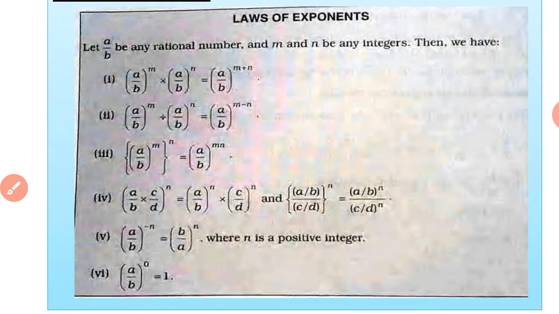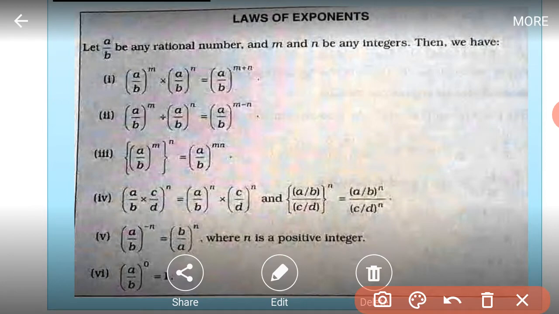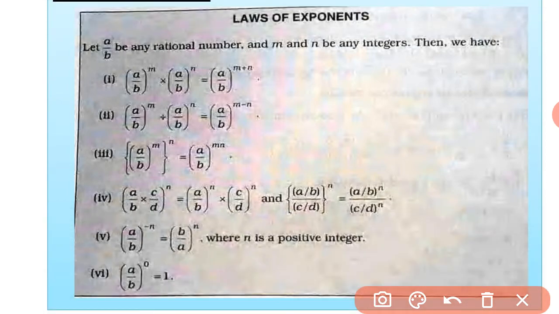Now similarly, see its fifth part. Here we have (a/b)^(−n). In this case we take the reciprocal, so a/b will become b/a and the power will be n, where n is a positive integer. So when the power is negative, we can take the reciprocal of the number, then the power will become positive. Now see its sixth part, (a/b)^0 will be equal to 1. So all these are the laws of exponents. In this way you have to learn these laws of exponents.